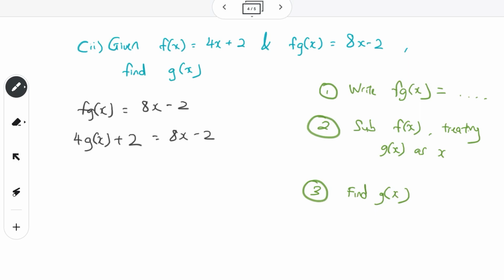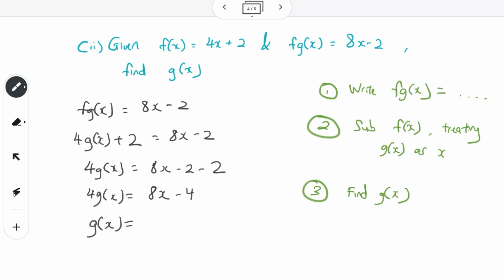And now all that's left is to solve for g(x). So you just want to move everything to the other side. And that's what we're going to do. When I move the 2 to the other side, it's going to be minus 2 minus 2. So 4g(x) equals 8x minus 4. g(x), everything divided by 4, it would be this. And that's how you do the second question.